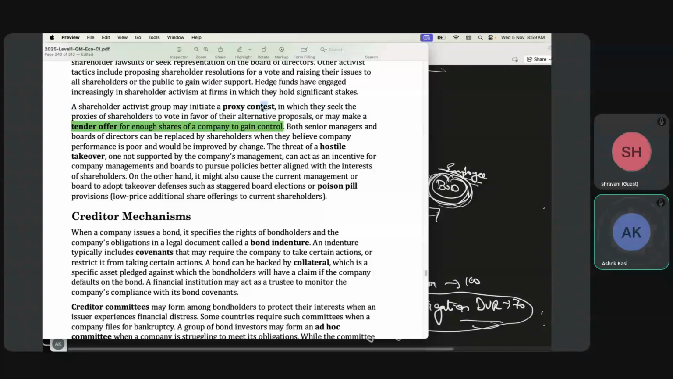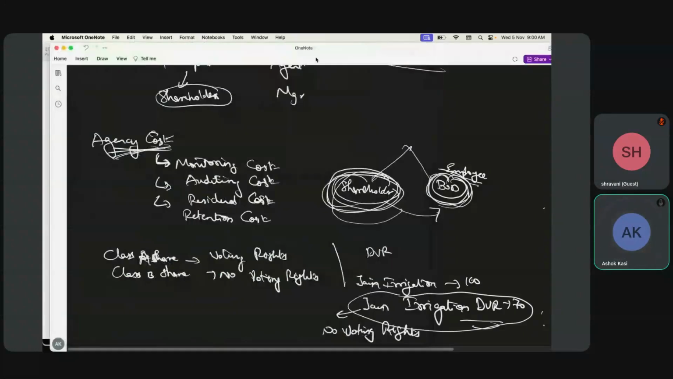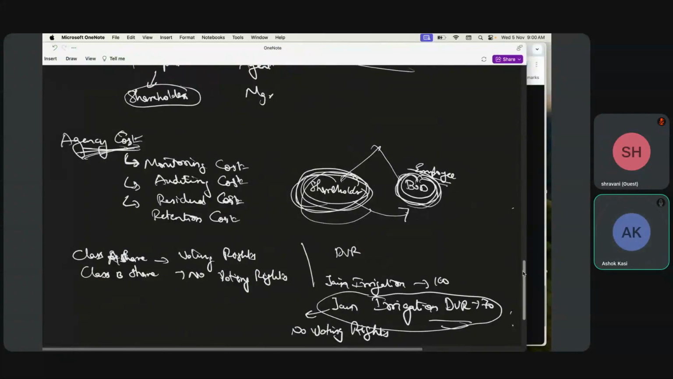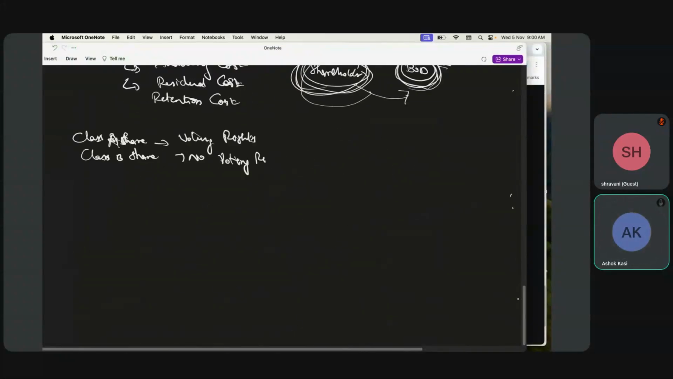Proxy contest means they are having their own contest to see what is the thought of the shareholders. Then hostile takeover means what now? Hostile takeover means when you want to take over a company without the permission of the target company. That is called a hostile takeover. See, there is something called friendly takeover and there is something called hostile takeover.